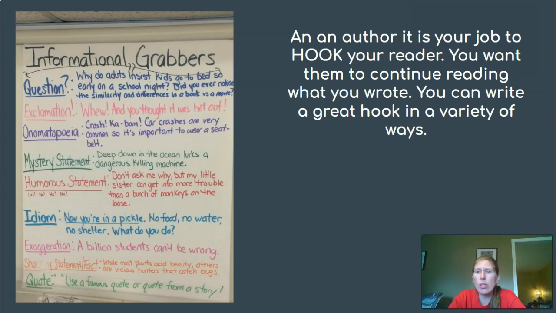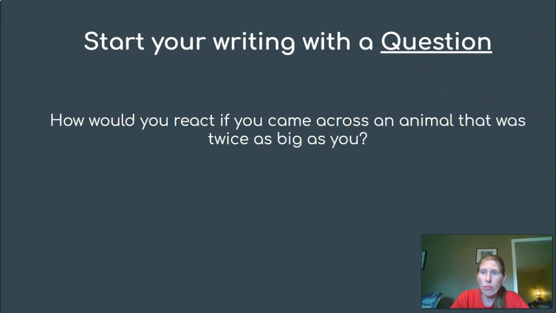I'm only going to focus on 3 different ways to do a hook, but this does not mean this has to be the way you are doing your hook. These are the 3 that I think are going to be the easiest to transition to and might be the easiest to practice with your topic. So the first one we're going to talk about is starting your writing with a question.